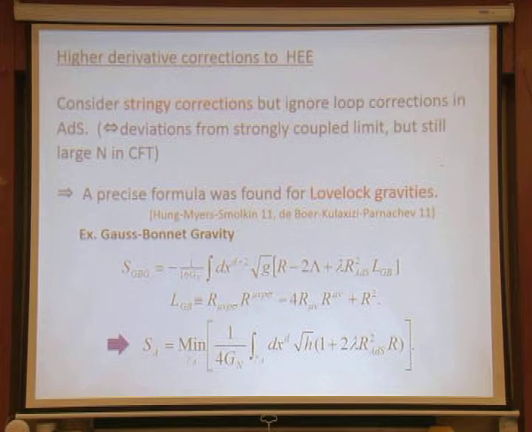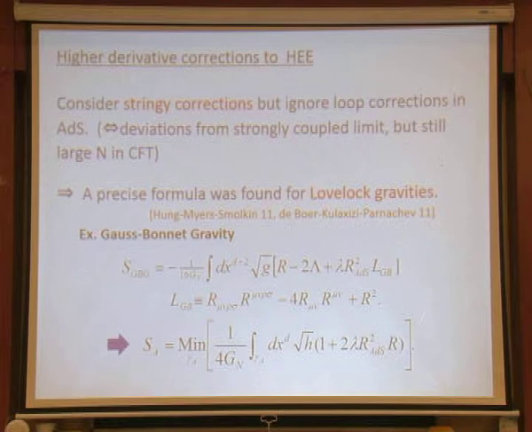So we have some modification of the area formula of this holographic entanglement entropy, but we still treat it in the same way, and strong subadditivity holds, as I just explained. For example, one precise formula was almost established for Lovelock gravities. This is a special class of higher derivative gravities, which has a very nice property, and it was done by these authors.